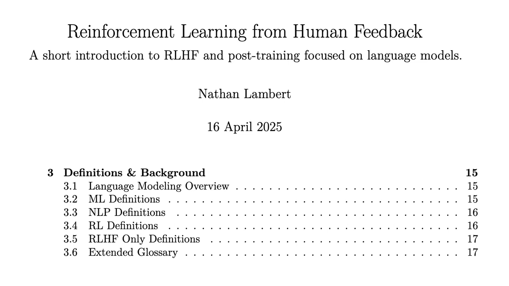3.4 RL definitions. Reward r, a scalar value indicating the desirability of an action or state, typically denoted as r. Action a, a decision or move made by an agent in an environment, often represented as a in A, where A is the set of possible actions. State s, the current configuration or situation of the environment, usually denoted as s in S, where S is the state space. Trajectory tau. A trajectory tau is a sequence of states, actions, and rewards experienced by an agent. Tau equals s0, a0, r0, s1, a1, r1, through sT, aT, rT.